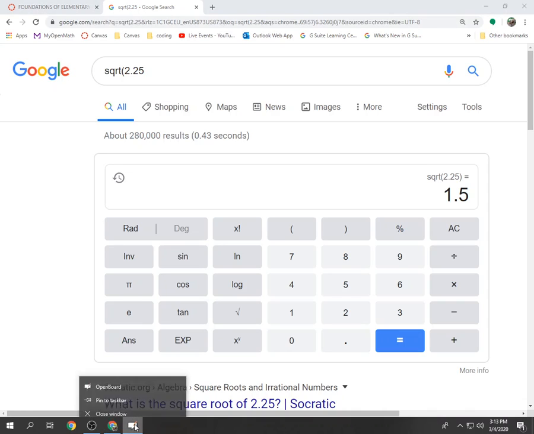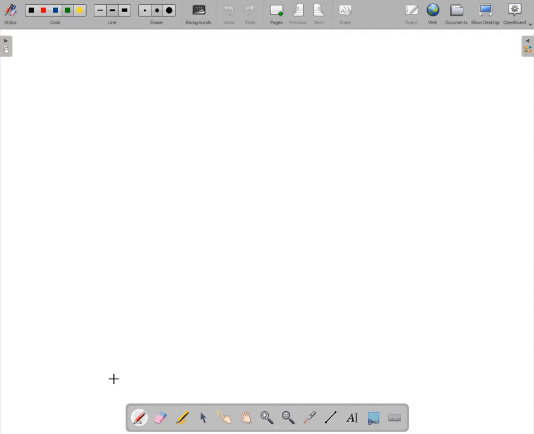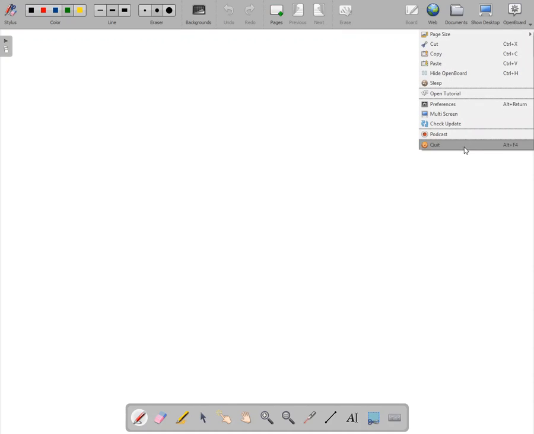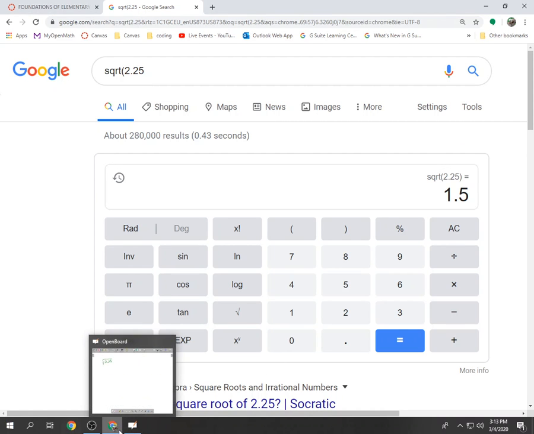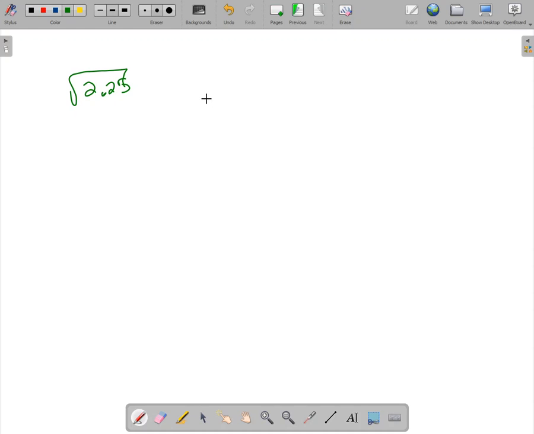So is the square root of... Oops, what happened there? Oh, wait, the wrong button somewhere. No. Wait. Nope. There we go.